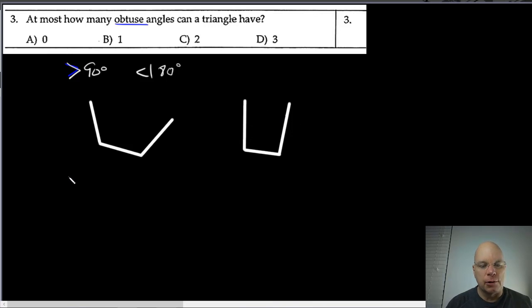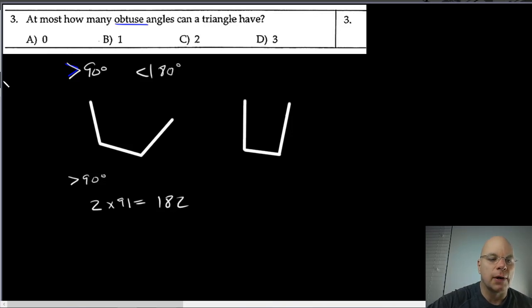If you think about it, if they're greater than 90 degrees, two of them would be already greater than 180. No matter what it is, even if it's 90.1, it's greater than 180. And your three angles of your triangle have to add up to 180 degrees. So you can only have one obtuse angle in a triangle, the same way you can only have one right angle in a triangle.